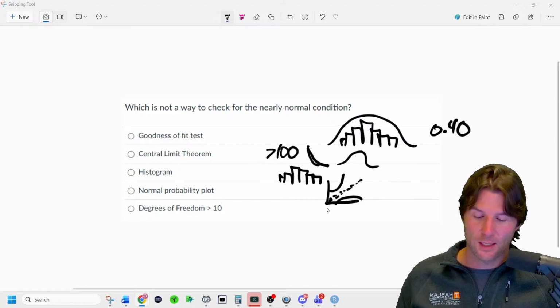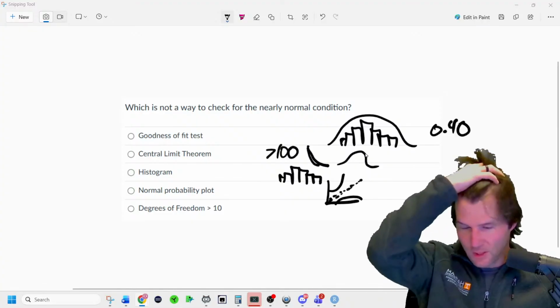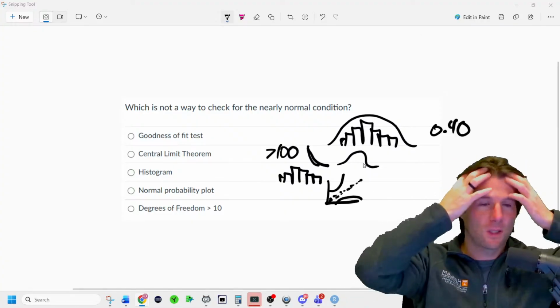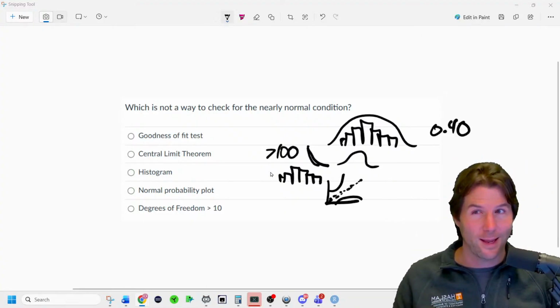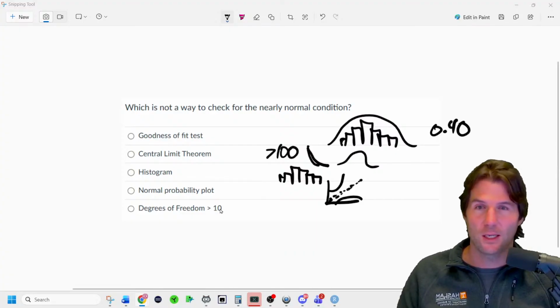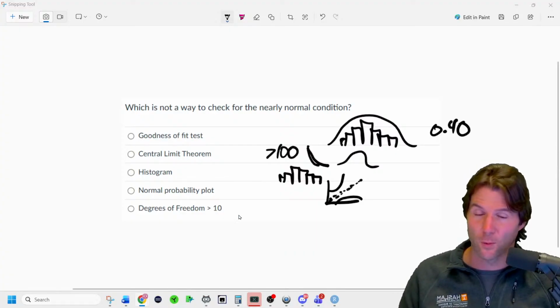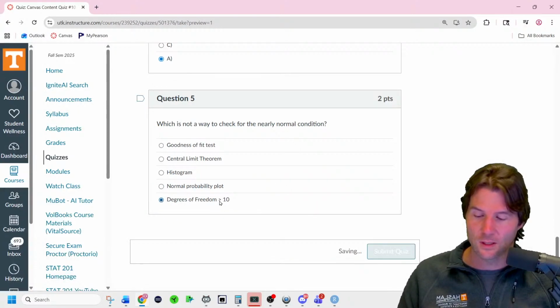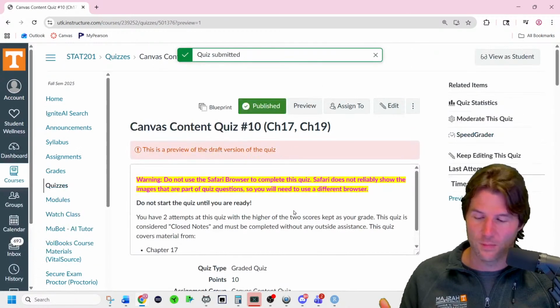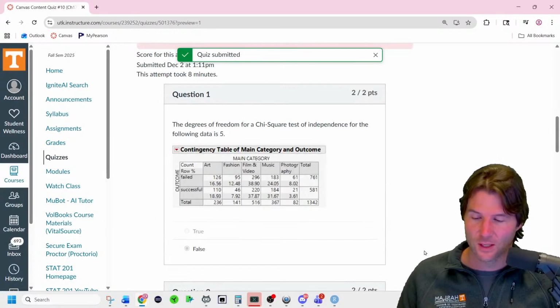A normal probability plot is the one that, if it follows a linear pattern on the plot, it follows the normal, which is kind of similar to the goodness of fit test, a test to see if the normal is a good fit. The answer would be the last one. Degrees of freedom greater than 10 is just a sample size of 11 for a one sample t, which really doesn't equate to the data being normal. It doesn't tell you enough. Does that make sense?